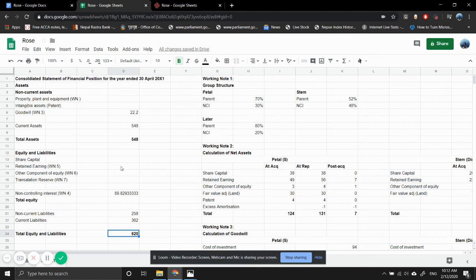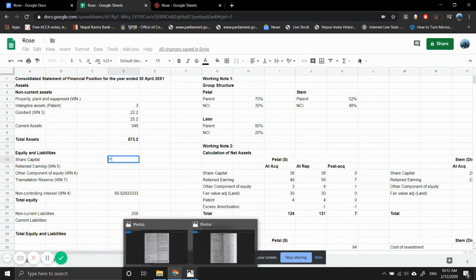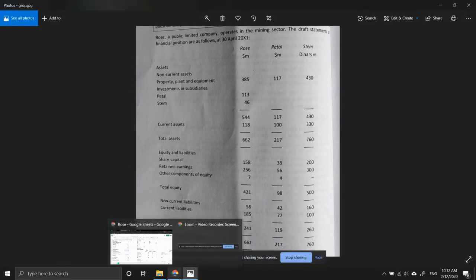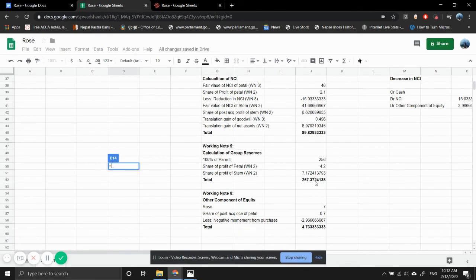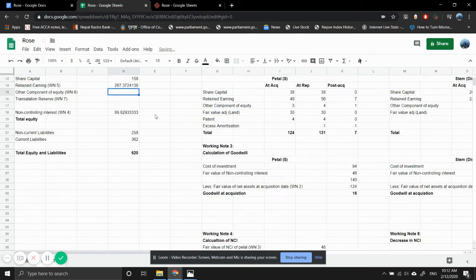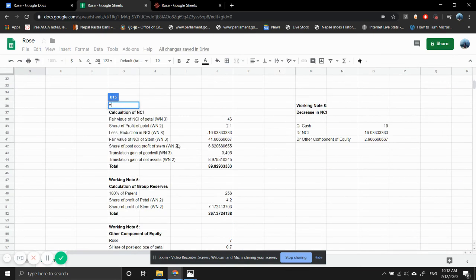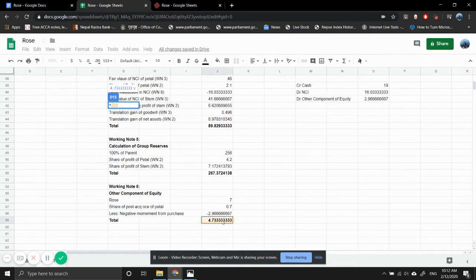Okay, so let's put in the figures for this. First of all, let's do it for this. This will be patent is 4, right? So there was a depreciation as well until date, so carrying amount will be 3. Okay, so once that's done, share capital will be same for the parent, directly 158, right? 158. So retained earning will be, we've already calculated it, group retained earning, and then other component of equity has already been calculated as well, this figure.